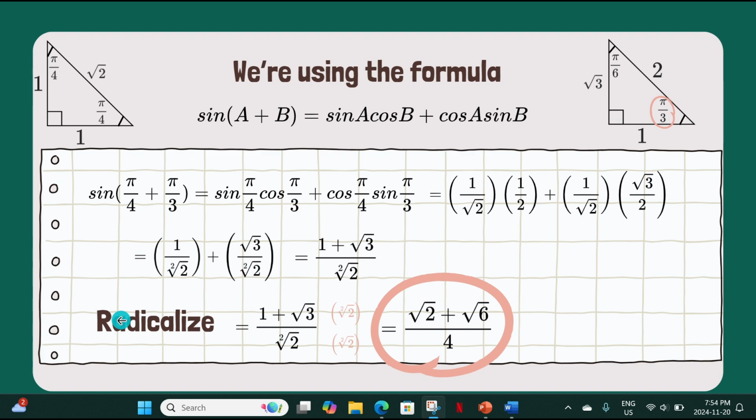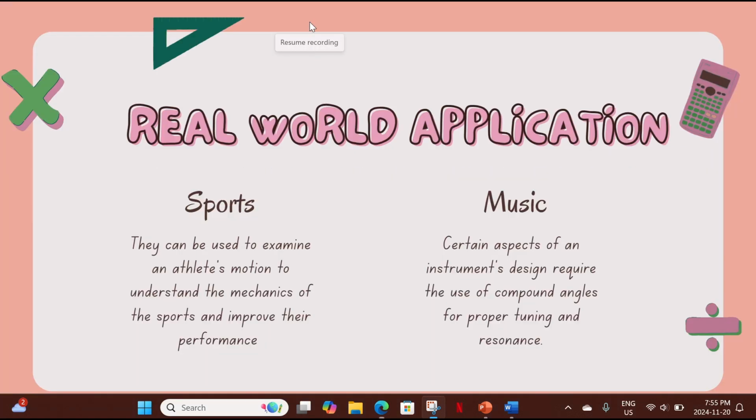Then we have to rationalize the fraction, which is basically to remove the root from the denominator. To do that, we multiply by 2 root 2 in the numerator and the denominator, which gives us root 2 plus root 6 over 4. And that's going to be the exact value of the exact trig ratio of sine 7 pi over 12.